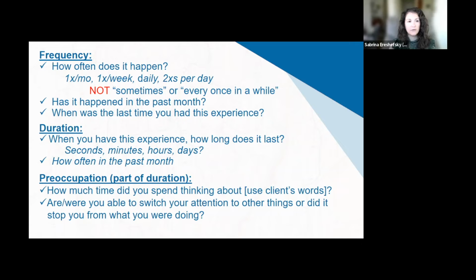We also want to find out, is this still happening? So was it happening this past month? So asking that for frequency and duration as well.